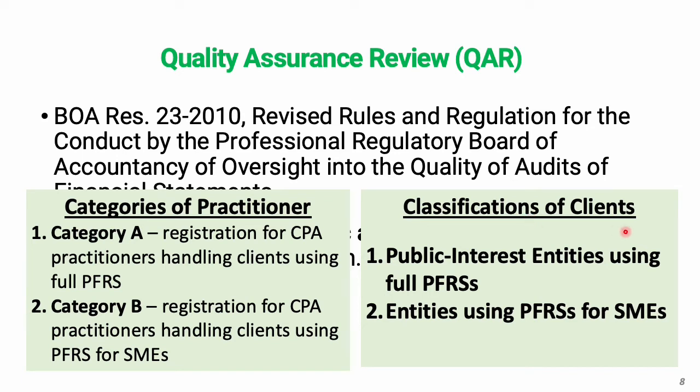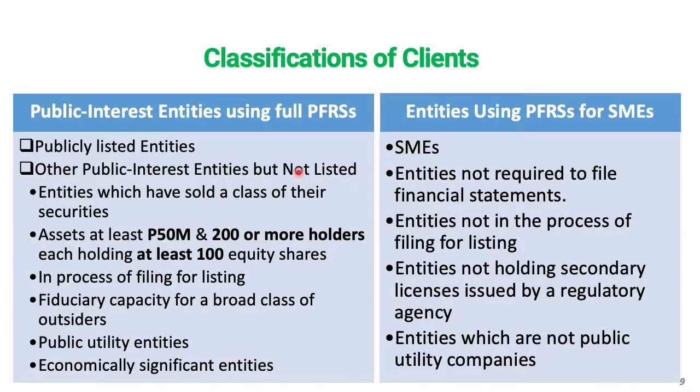For purposes of classification of clients, we have public interest entities using the full PFRS, and we have entities using the PFRS for SMEs. So although right now we already have an additional financial reporting framework, which is the PFRS for small entities. So as for the classification of clients, we have public interest entities using full PFRS. So these are publicly listed entities. So meaning companies whose securities, whether shares or debt securities, are being sold to the public in an organized exchange, like the PSE. Also included in this category are other public interest entities, even though they are not listed. Like for example, entities who have sold a class of their securities, for example, in an over-the-counter market.